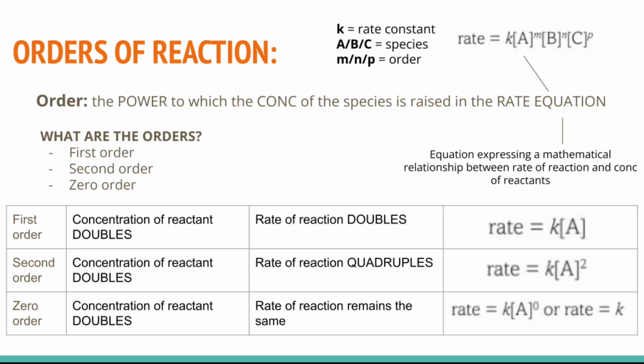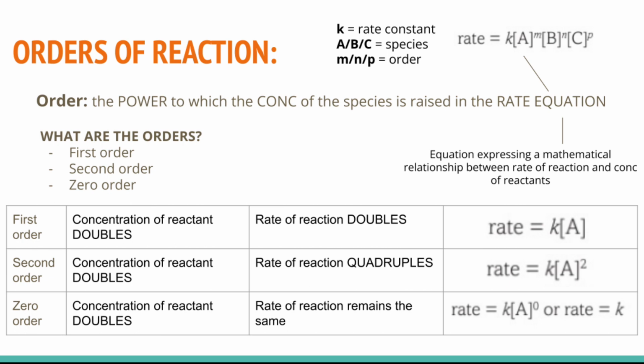An order is the power to which the concentration of the species is raised in the rate equation. A rate equation is the equation that expresses a mathematical relationship between the rate of a reaction and the concentration of the reactants. For example, up here you can see what a rate equation looks like. Rate equals the proportionality constant little k multiplied by the concentration of A, which is a species, to the power of m. And m is what an order is called.